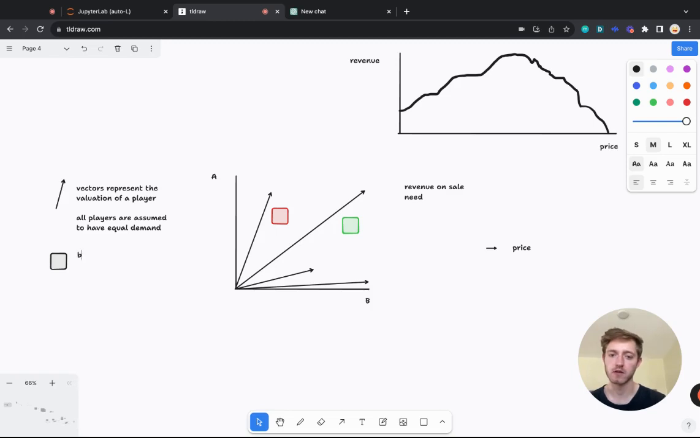These squares represent the valuation of a vendor. The area of the square area.